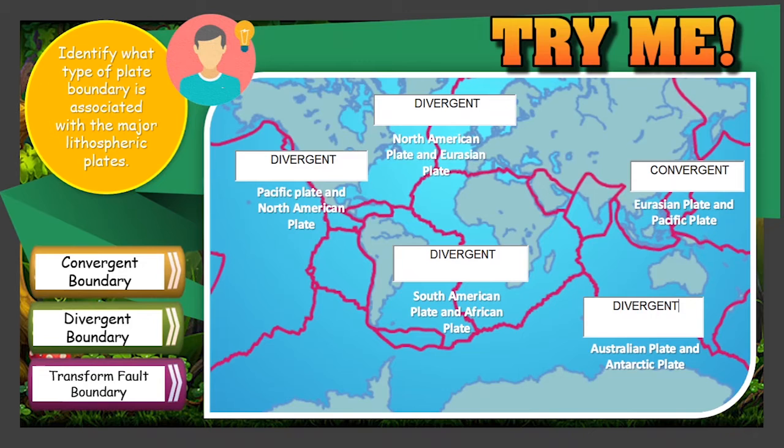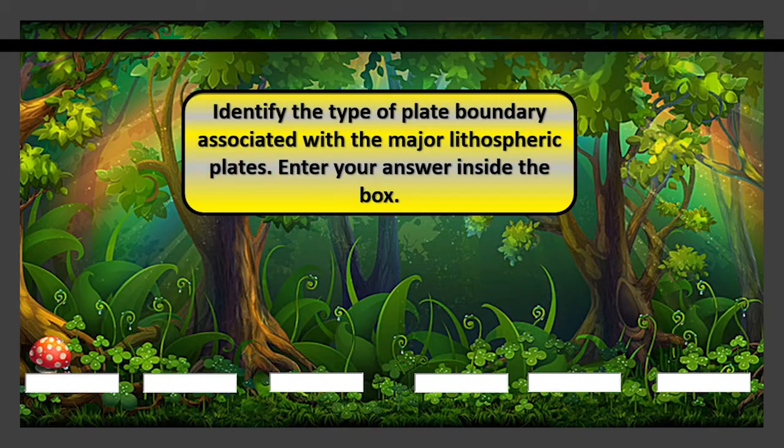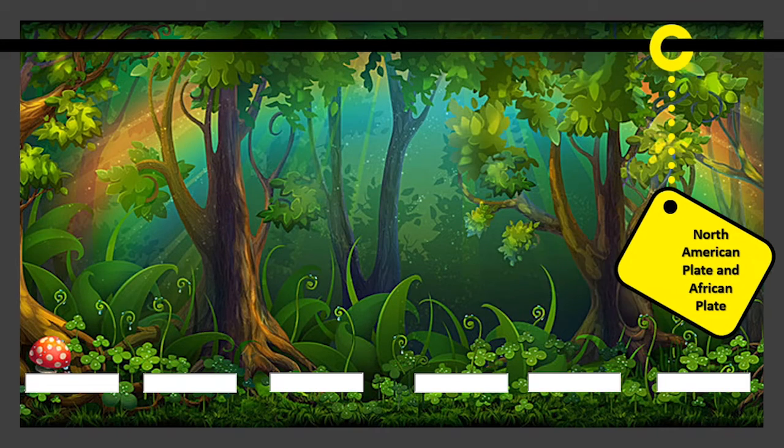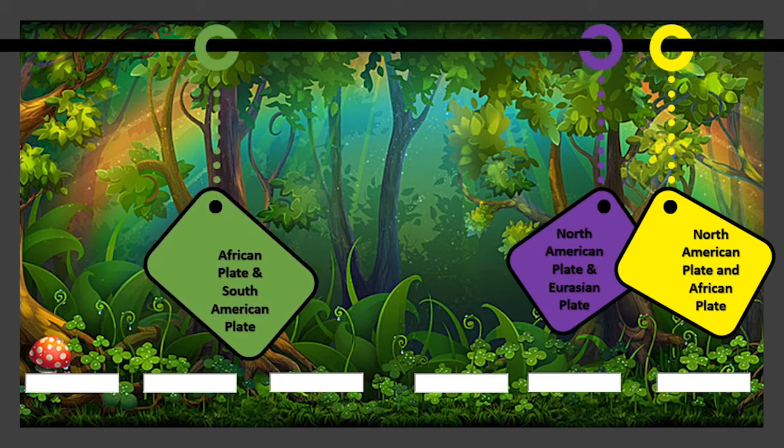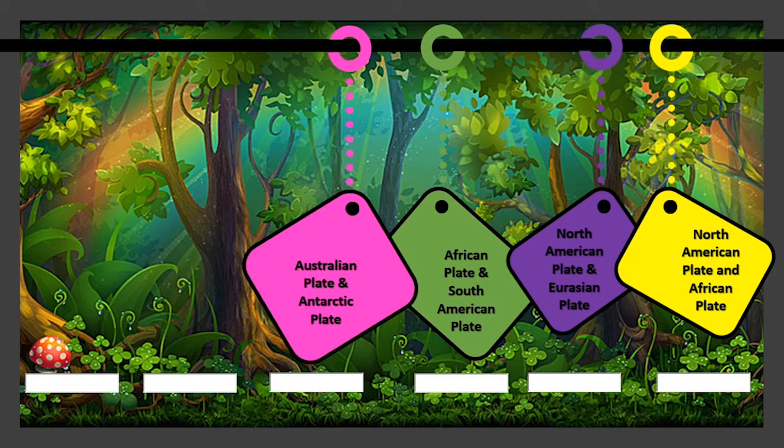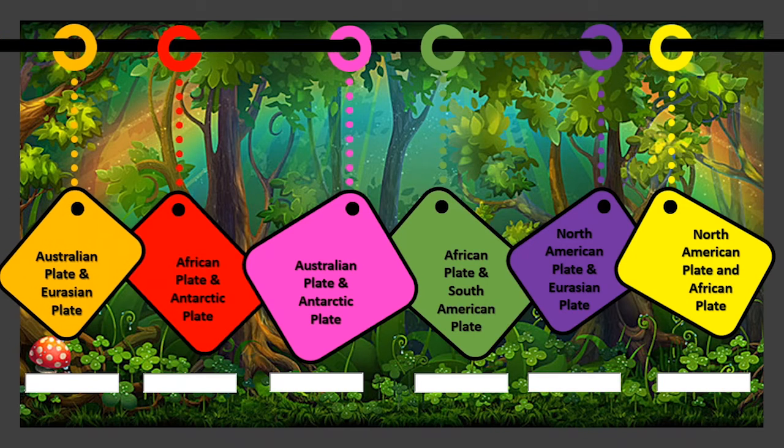I think you're asking for more. I'll give you one more activity. Since you want more, we are going to strengthen your skills in identifying the plate boundaries associated with the major lithospheric plates. So you see, we are going to determine what type of plate boundary is associated with the given major lithospheric plates. So let's have the first one. We have the Australian plate and the Eurasian plate, which are associated with which type of plate boundary? You're right, that is associated with the convergent boundary.